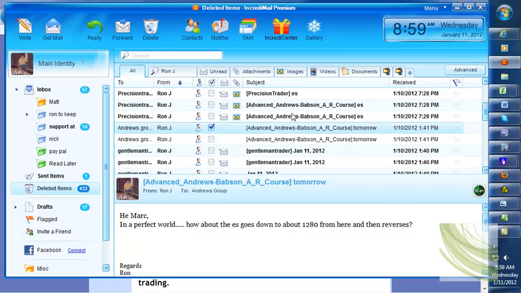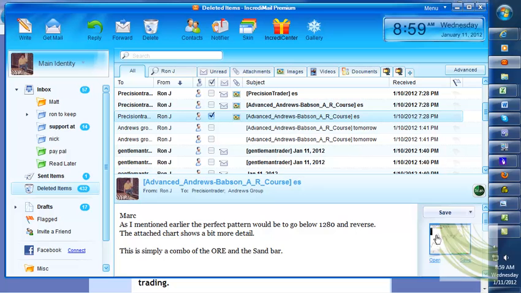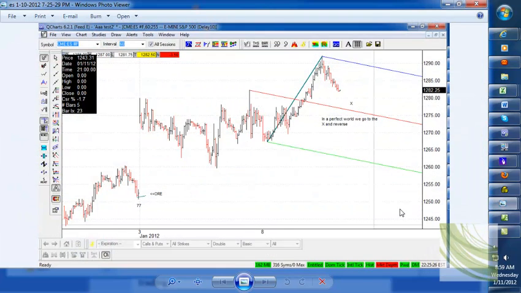And what I was referring to was a chart that I sent out a little later on at 7:28 p.m. And here's the chart. It says here, as I mentioned earlier, the perfect pattern would be to go below 1280 and reverse. The attached chart shows a bit more detail. This is simply a combo of the ORE and the sandbar, and it's actually a combination of more than that.